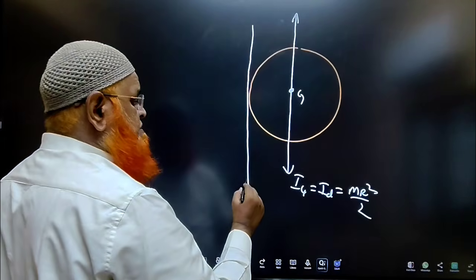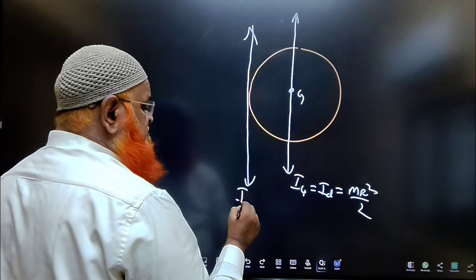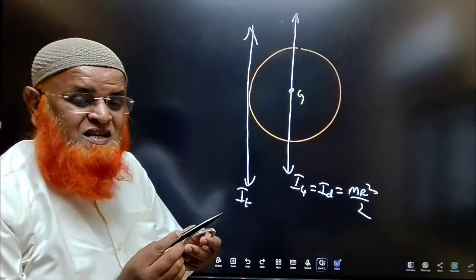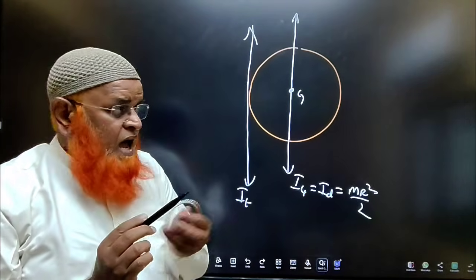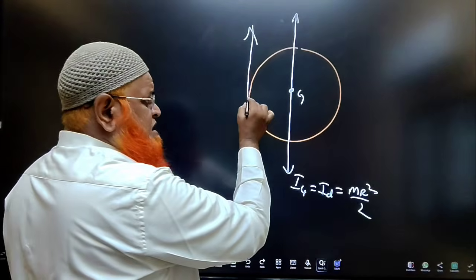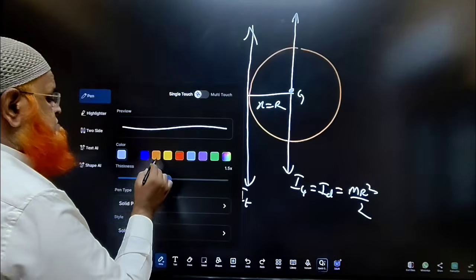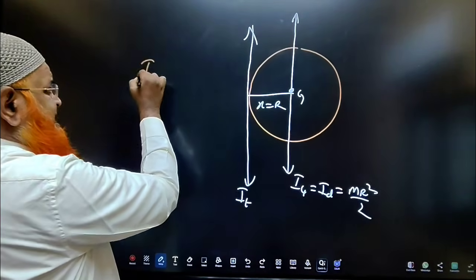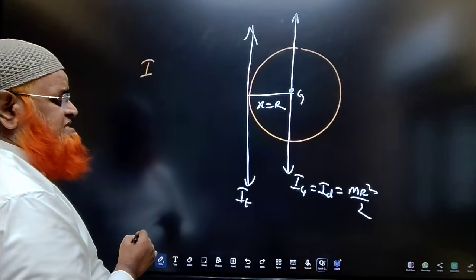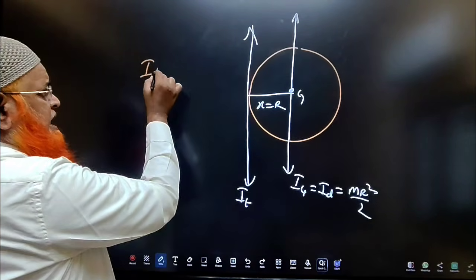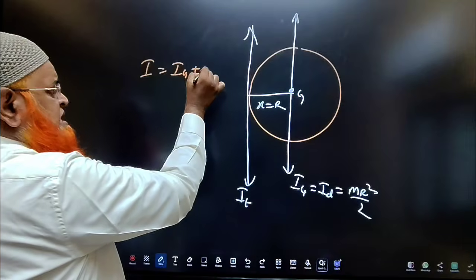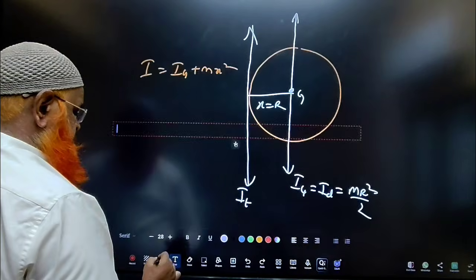But I want to find out the moment of inertia with respect to some other axis, which is the tangent to a circle. Along this tangent you want to find out, then we will apply x equal to r. We will apply the parallel axis theorem. What does the parallel axis theorem say? It says that I is equal to Ig plus mx square.